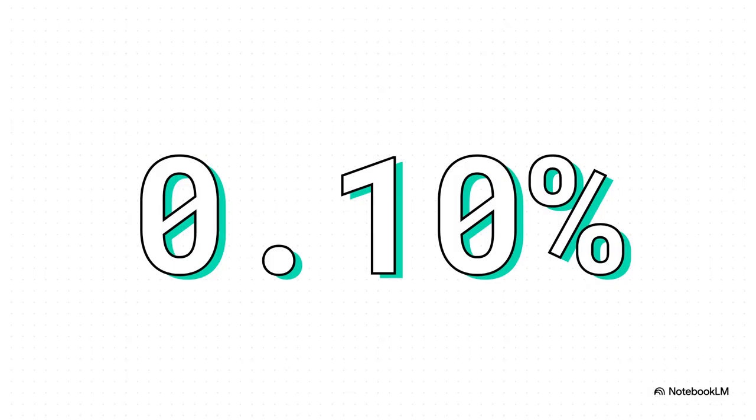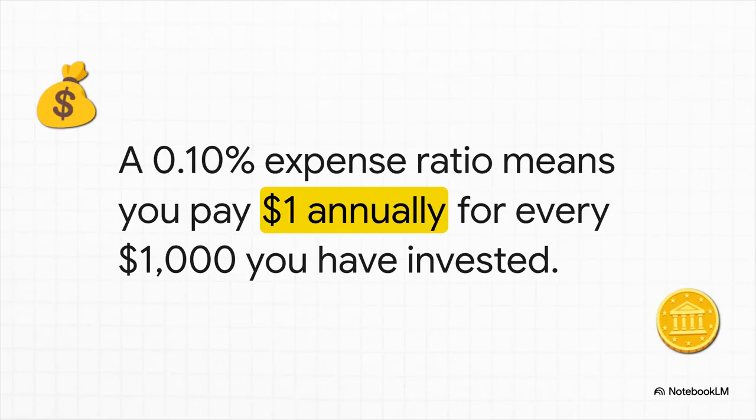So let's put a real number on this. You're looking at different ETFs and you see a figure like this one, 0.10%. Now you look at that and you're probably thinking, so what? That's basically nothing. What's the big deal? And you're not wrong, it seems like nothing. In the real world, a 0.10% ratio means for every $1,000 you have invested, you're paying them $1 per year, just a single dollar. It's so easy to just dismiss that, right? But stick with me, because that one little dollar has a much, much bigger impact than you'd ever guess.